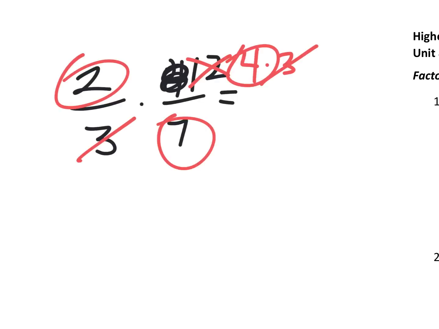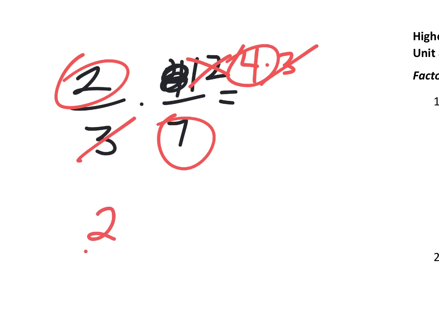Pro tip, though. What if this had been a 12 up here? If it had been a 12, do you get it? It would have been smart to go, oh, I can change that into a 4 times 3 so that the 3's would cancel. See what I did there? So if you have that in your problem, cancel that first. Then it's still going to be 8 over 7. And it's still easy, but cancel stuff first if you can.